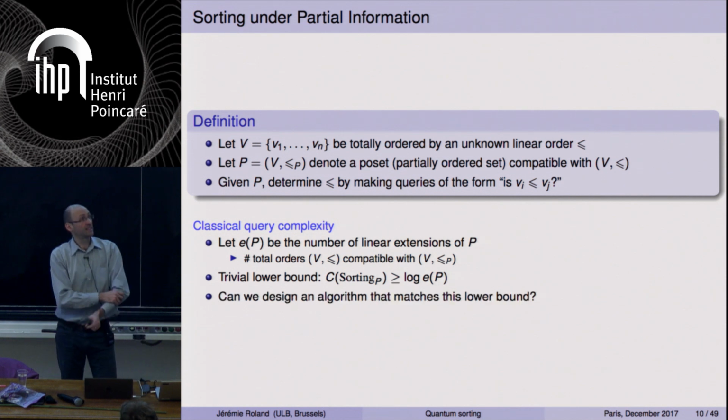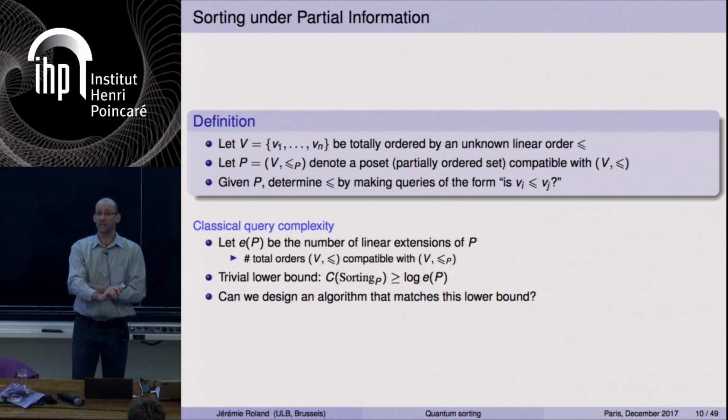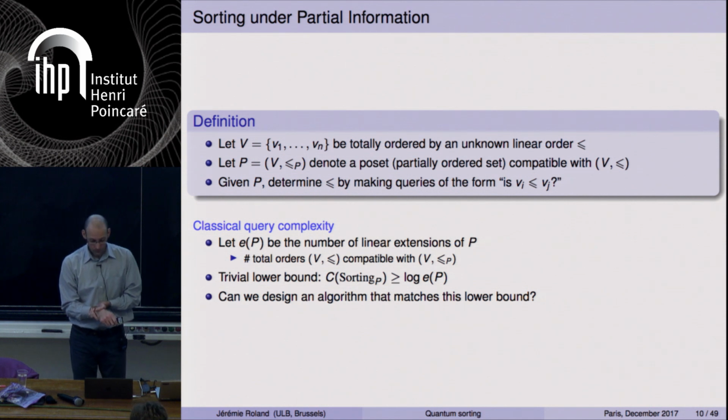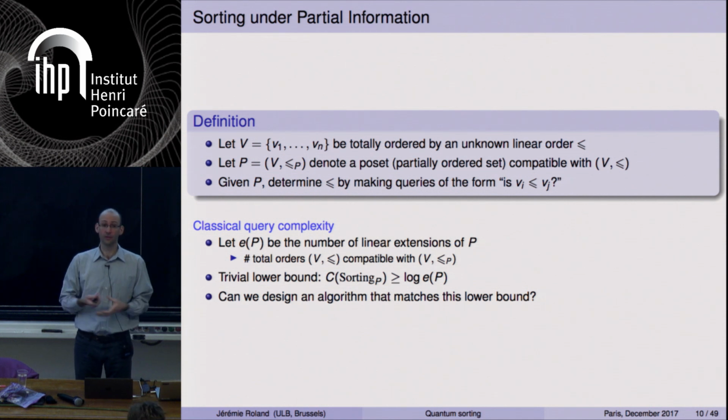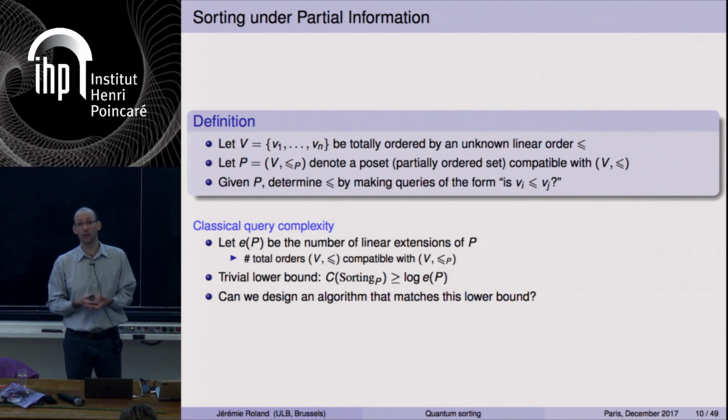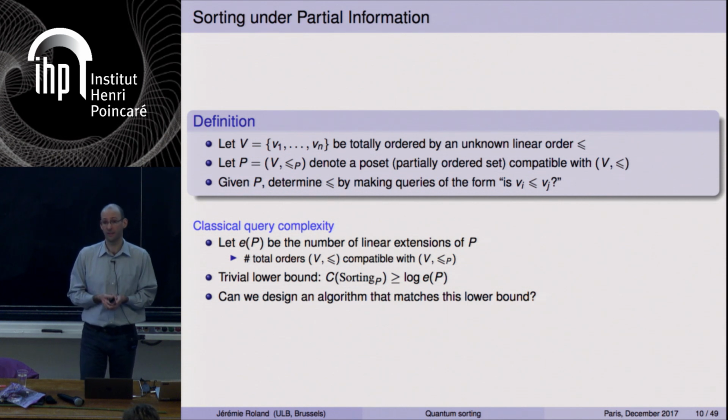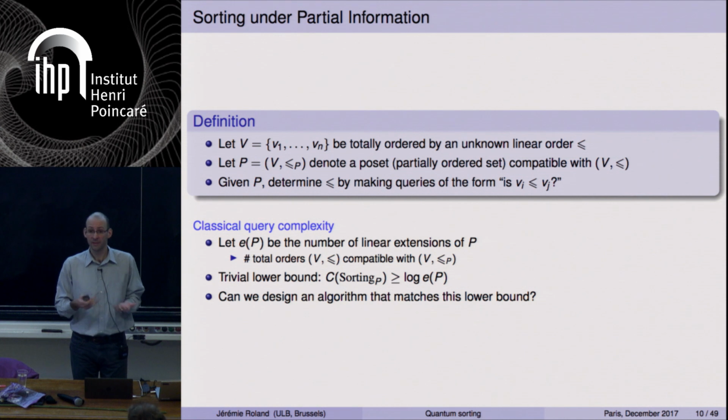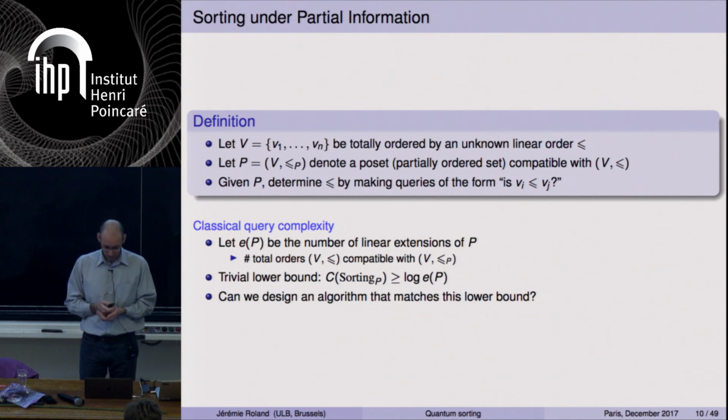Now the problem is, can we design an algorithm that matches this lower bound? Of course, you could just use the algorithm for sorting, but then it would take n log n, and n log n might be larger than log of E of P. So maybe there's something better that you can do.